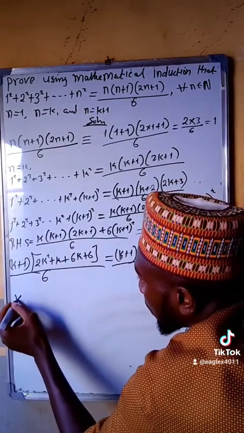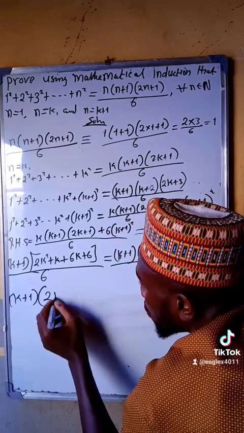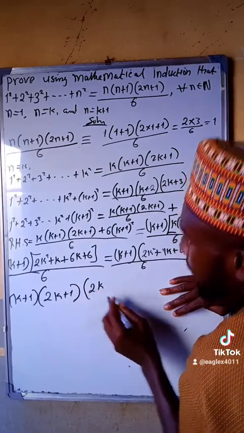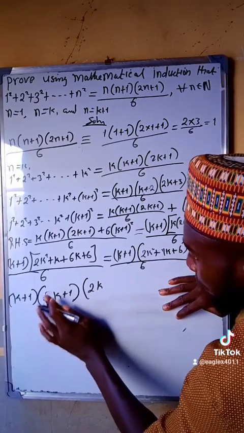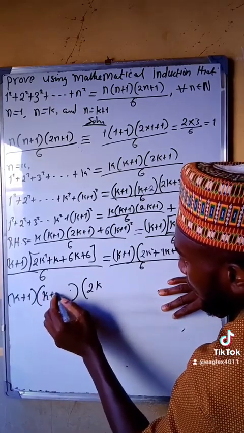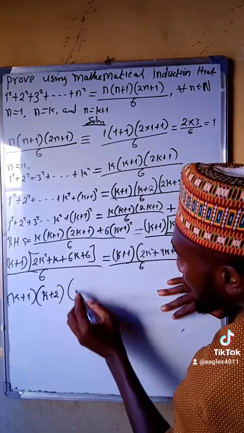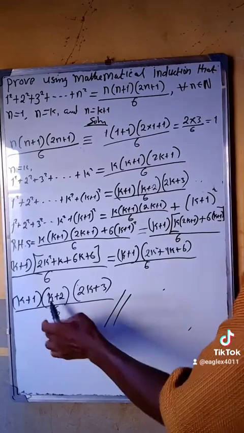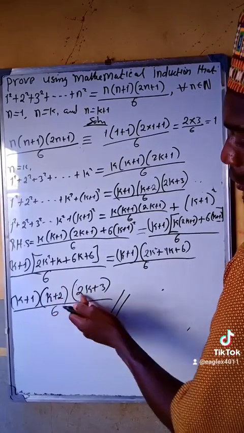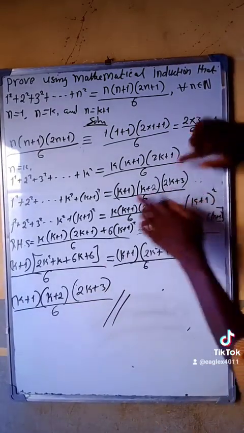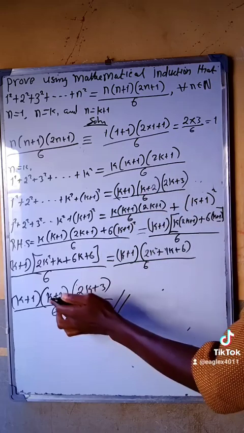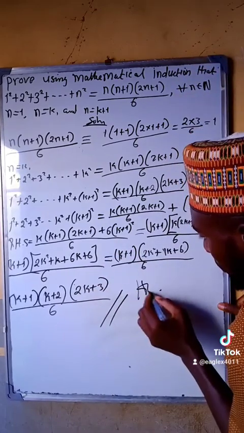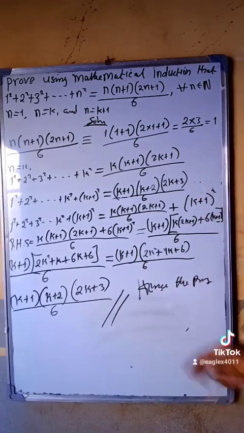Then this much, I can write as k plus 1 into 2k plus 1, close bracket. As we simplify it, we have k plus 2 into 2k plus 3, divided by 6 as required. As you can see, we end up at k plus 1 into k plus 2 into 2k plus 3, divided by 6. Hence the proof, because you can see that we have shown it now.